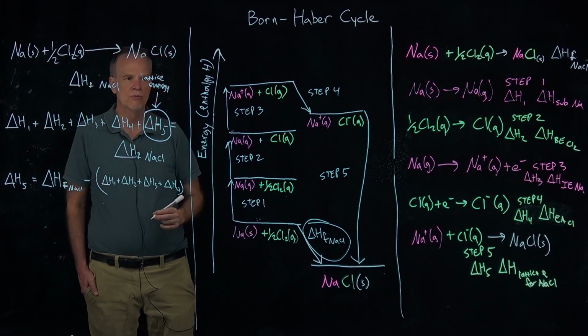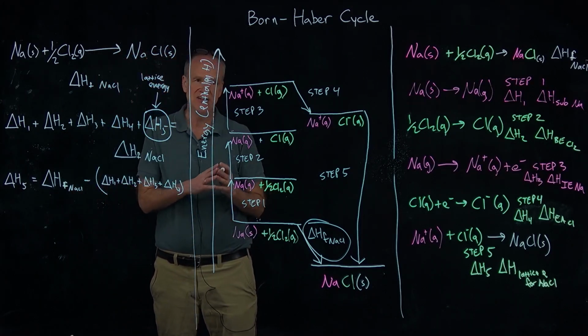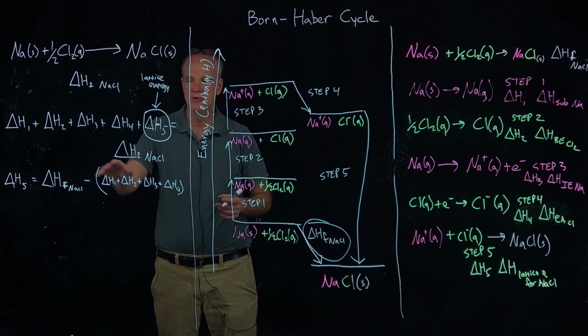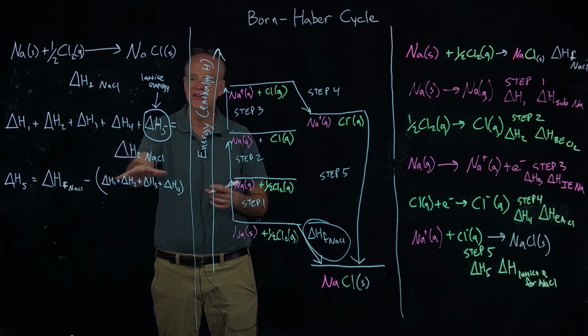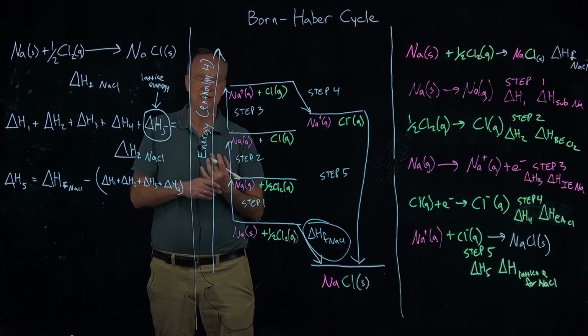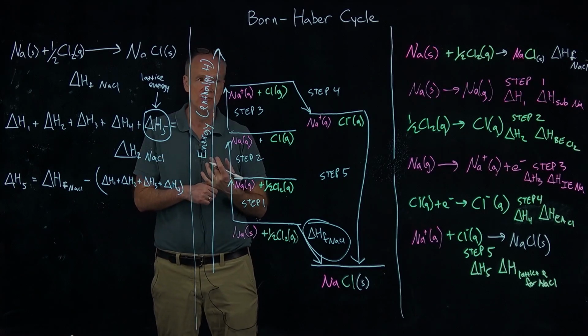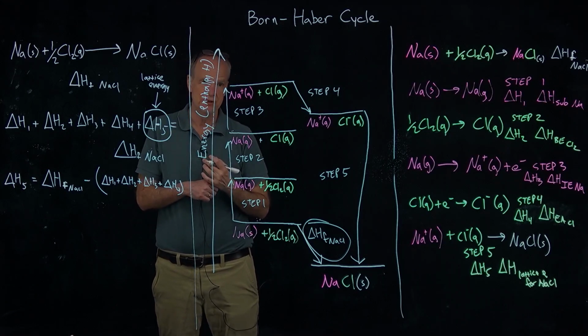So what we're going to do with the next presentation is actually do some problems where we calculate lattice energies for ionic compounds, given that we know all the other steps. We're going to do it in a way that I think is more rigorous. We're going to use something called Hess's law. So we will see you next time for that.